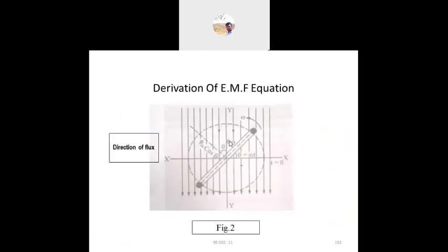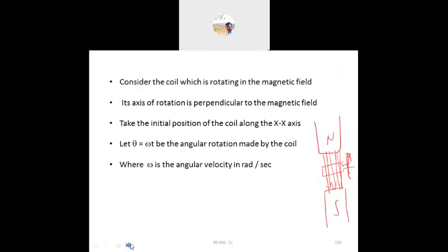If the conductor is placed like this and rotation takes place, then the angle moved gives phi m cos theta.